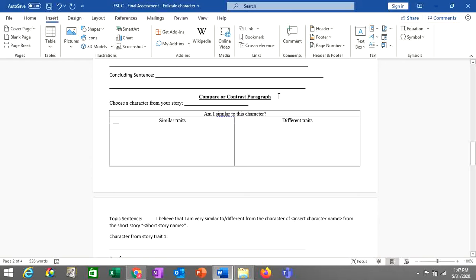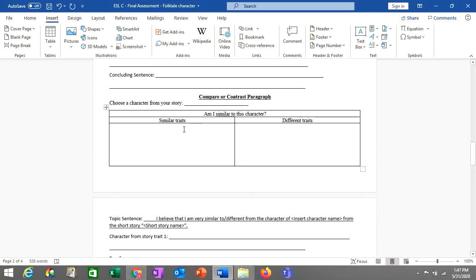Your compare-contrast paragraph, you will choose a character from your story. Many of the stories really just feature one major character, so probably fairly easy for you to choose which character. And then think, are you a similar person to this character? So list character traits that this character might have.